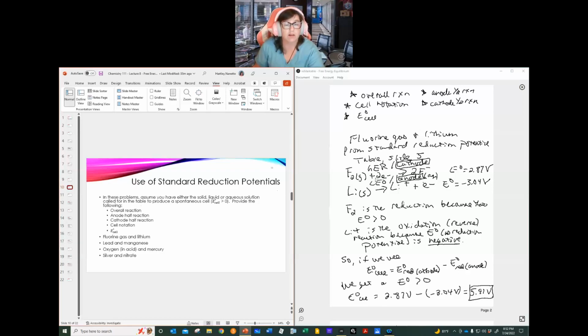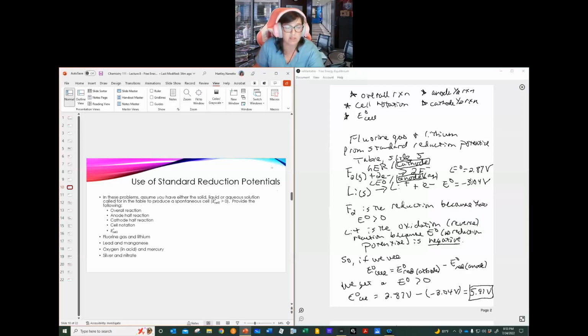Okay. Now, my F2 is gaining electrons. So gain electrons, reduced. Reduction occurs at the cathode. So this is my cathode half reaction, and it's positive, 2.87. My Li solid going to Li plus and an electron, this loses electrons, oxidize. So this is my anode. My E naught for that particular reaction is negative 3.04 as it's written in the table.